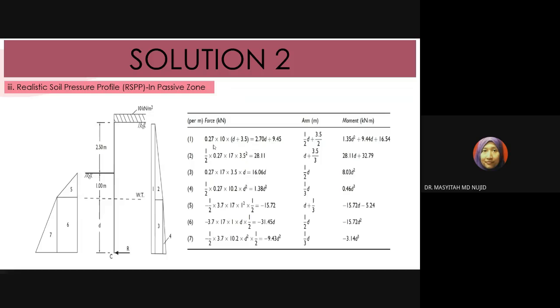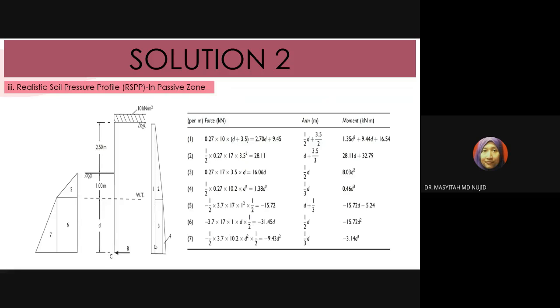So, a flashback on how to calculate the pressure diagram, active and passive. The active pressure diagram is equal to Ka times the effective vertical pressure, or we call it Ka times the effective overburden pressure, while the passive pressure diagram is Kp times the effective overburden pressure. Okay, in order to calculate the area, or we call it the force, the force is equal to the area of the diagram.